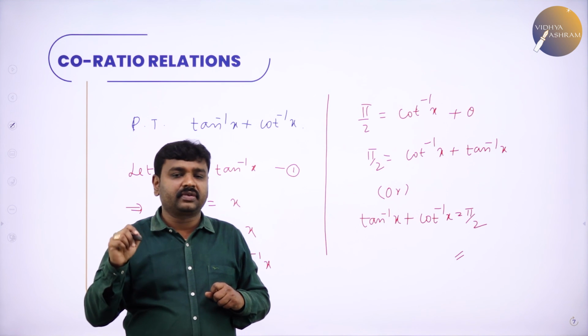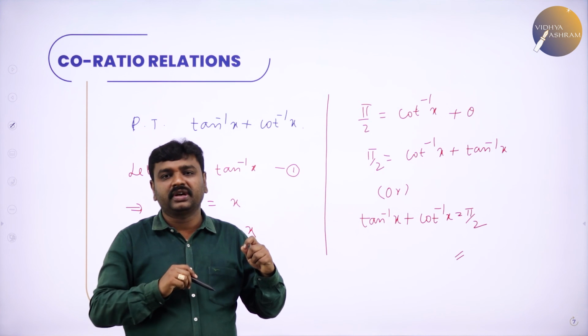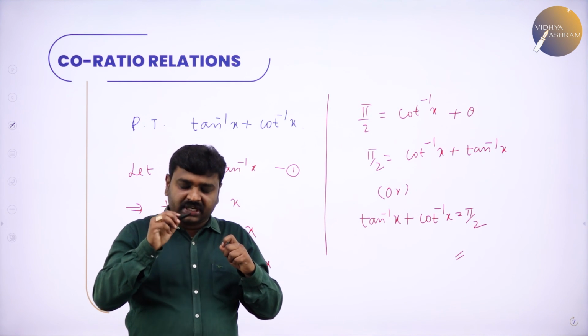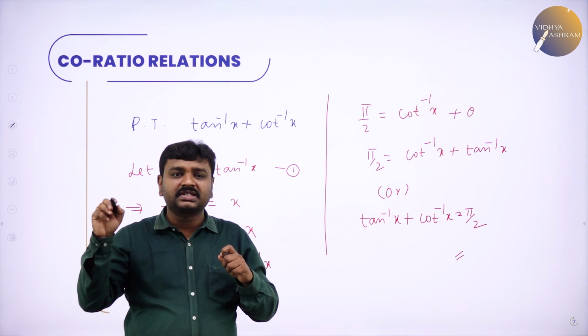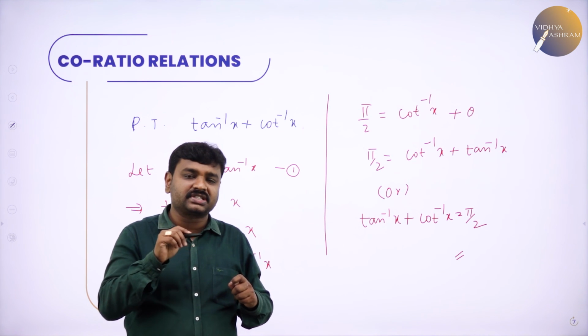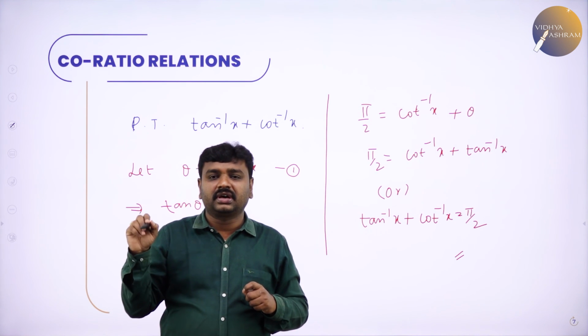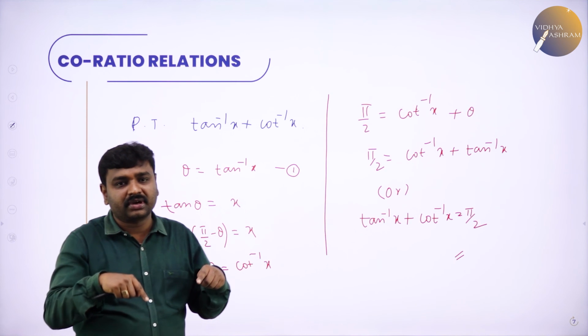0 to pi open interval. Cosecant inverse x, domain is mod x greater than or equal to 1, range is minus 90 to plus 90 closed interval minus 0, remove the element 0. And secant inverse x, domain is mod x greater than or equal to 1, and range is 0 to pi closed interval other than 90. That angle table you should remember, and the co-ratio relations.